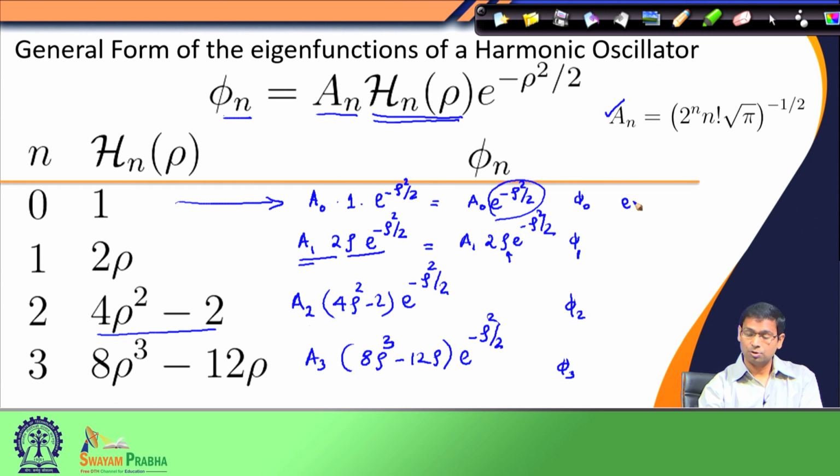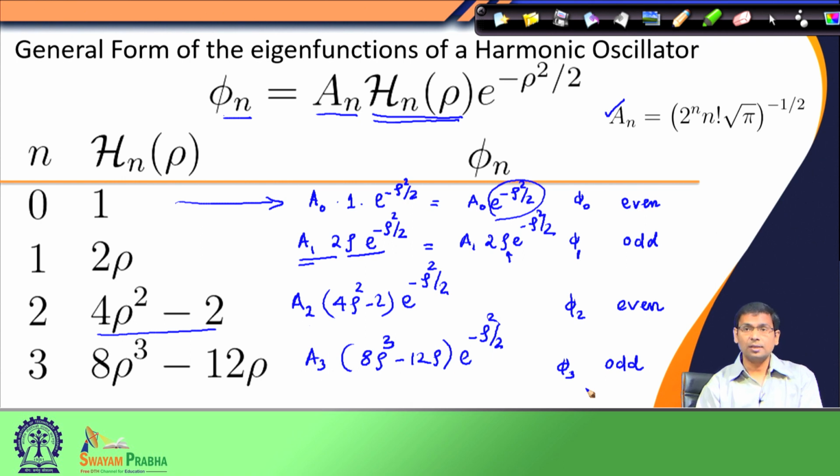So, therefore, phi 0 is an even function, phi 1 is an odd function. You would see that phi 2 has 4 rho square minus 2, and this polynomial 4 rho square minus 2 is even. So, therefore, phi 2 is an even function, and phi 3 you can see for yourself is again an odd function. So, the consecutive eigenfunctions of harmonic oscillators have opposite parity. If phi 0 is even, phi 1 is odd, phi 2 is even, phi 3 is odd, and so on and so forth.